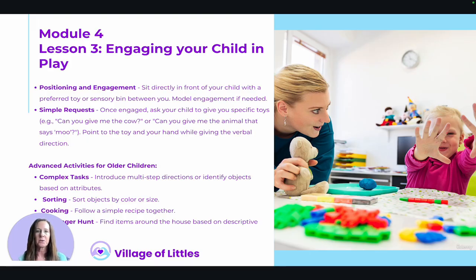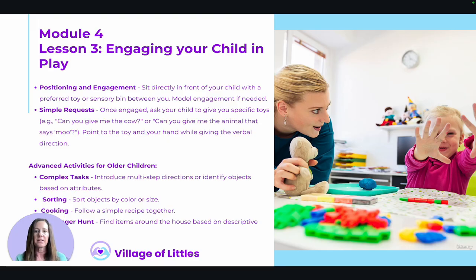As your child becomes more comfortable with these simple requests, you can gradually take away the visual cue of you pointing to the object and then your hand. Scaffold their learning and introduce more advanced activities tailored to their developmental level. For older children, complex tasks can be particularly beneficial. These tasks might involve multi-step directions or identifying objects based on specific attributes. For example, you could ask them to sort toys by color or size. This sorting activity not only reinforces their understanding of categories, but also helps them practice following more detailed instructions.